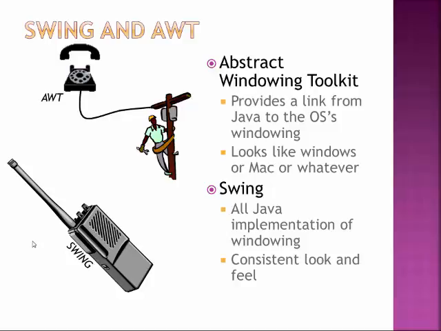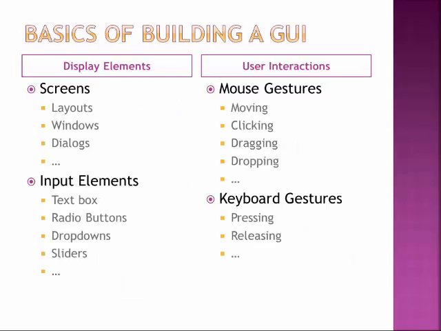And so Java built their own version of all the windowing technology called Swing. It's a consistent look and feel across all platforms. It gives that write once, run anywhere feel back to Java. And the way it does that is by giving you a number of components.